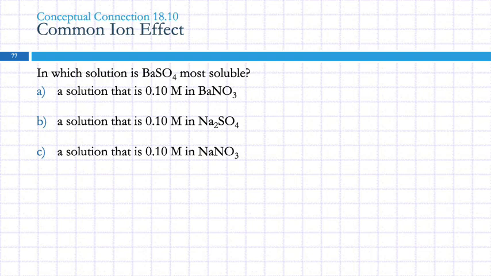In which solution is barium sulfate most soluble? A solution that's 0.1 molar in barium nitrate, 0.1 molar in sodium sulfate, or 0.1 molar in sodium nitrate? C. It'll be more soluble there because it doesn't have any common ions. Both of the previous ones have common ions.